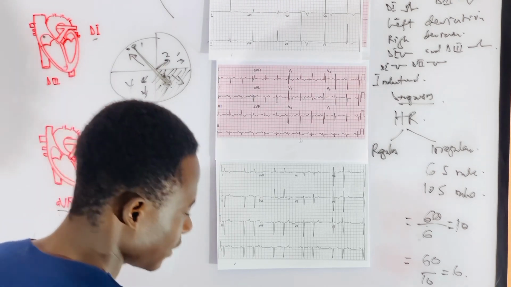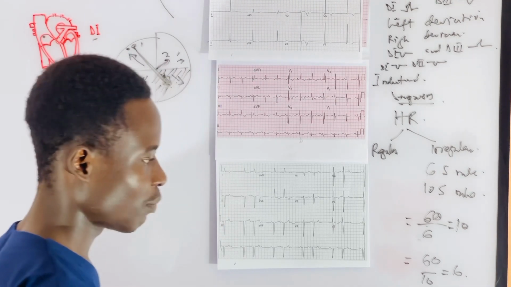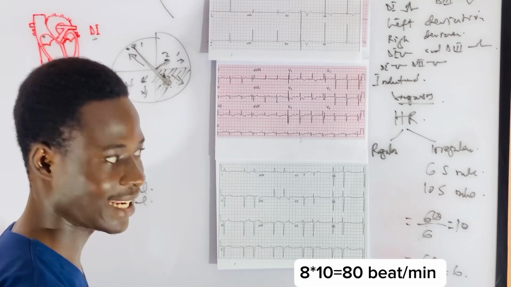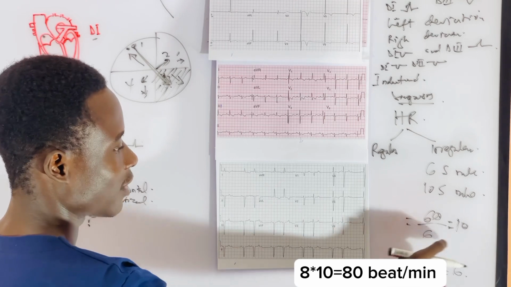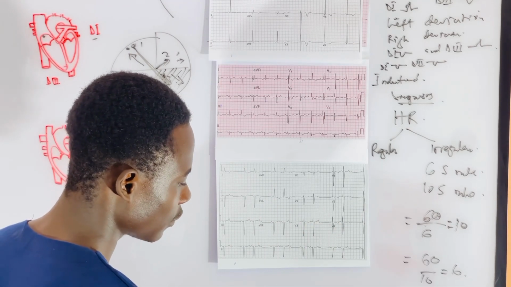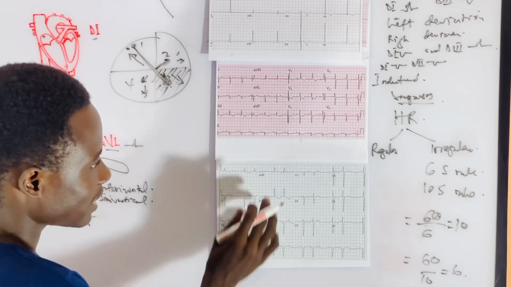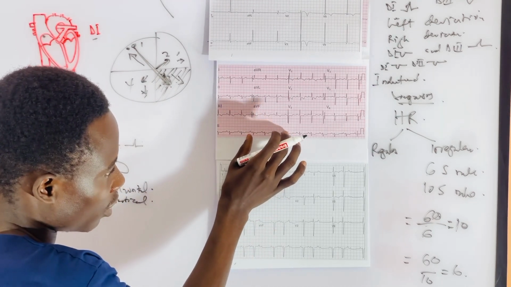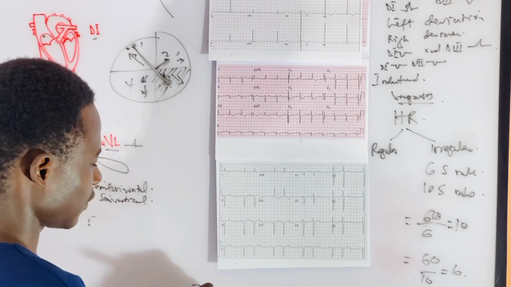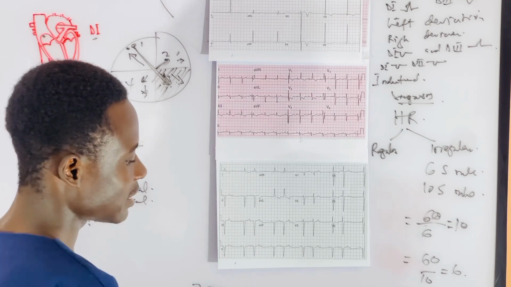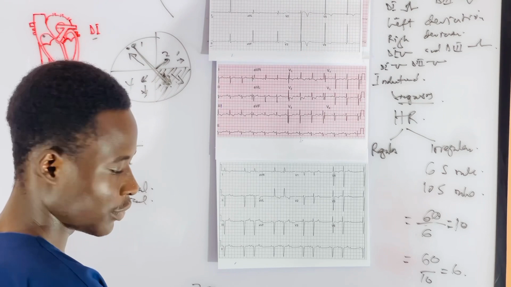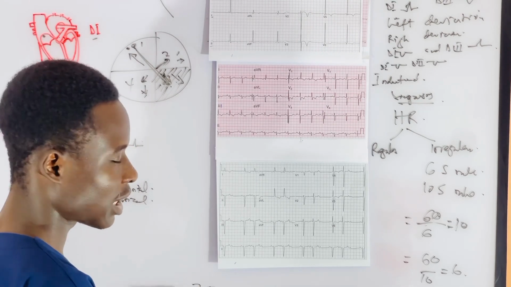So for the 8 QRS complexes, when you get the 8, you multiply it by what? By the constant 10, which is 60 divided by 6. That will give you 80. Normally the heart rate is 75, as we said. When you use the 6 seconds rule, you get something like 80, which is very close to the normal calculation.